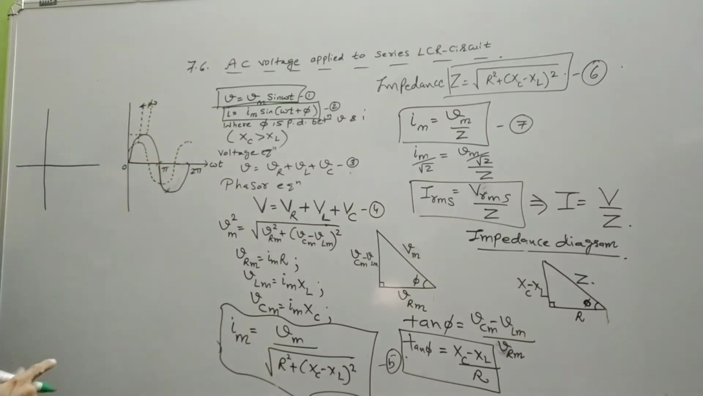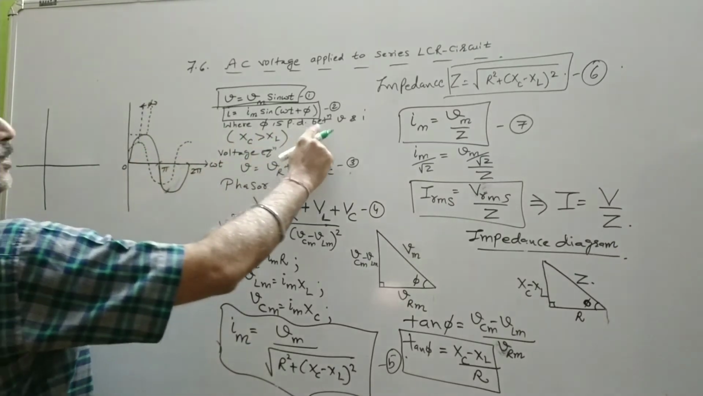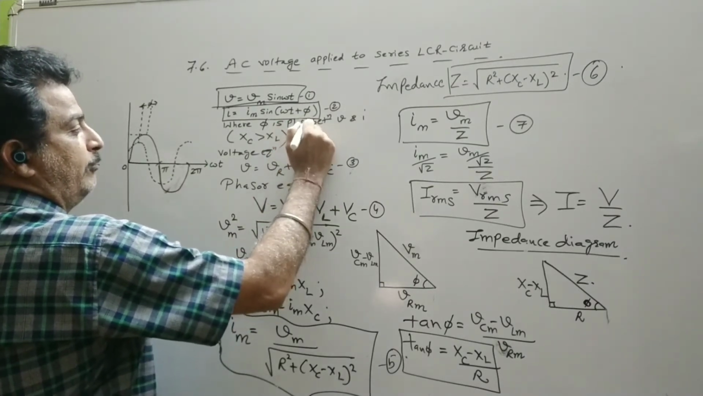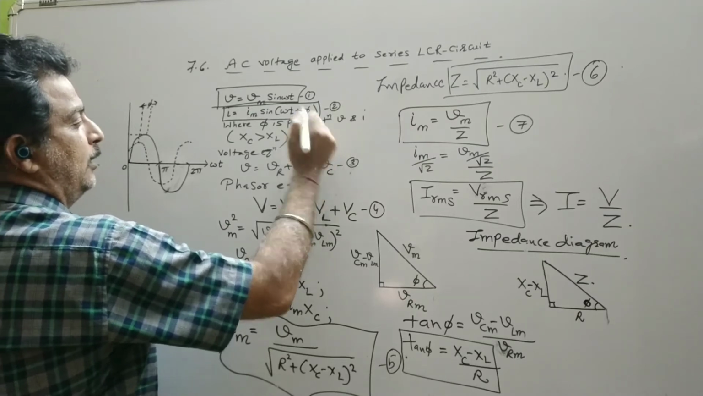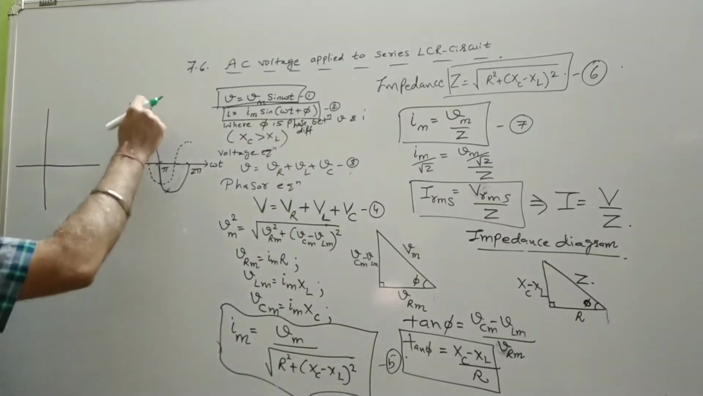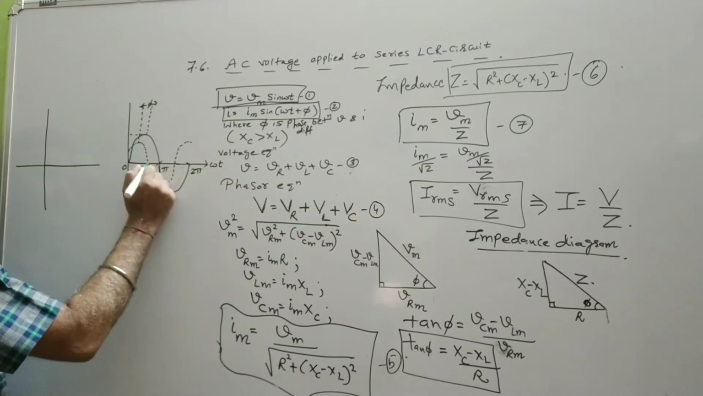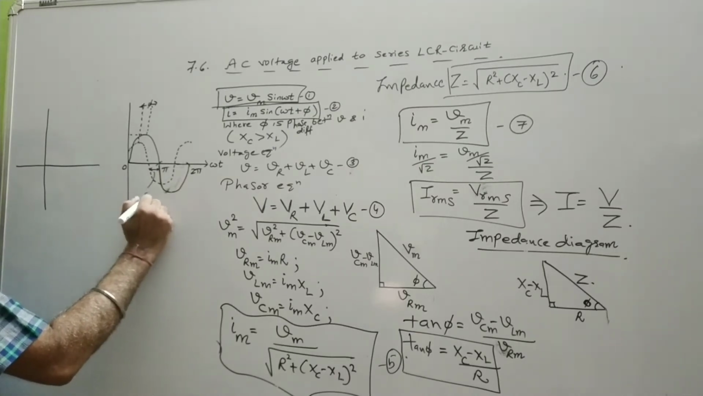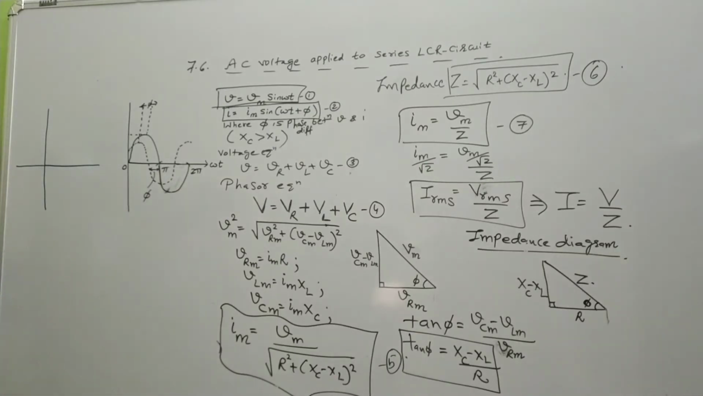This difference is phi, because phi is a phase difference. We read it as a phase difference. So this angle is phi, or we can also say the difference between the angles is phi. So this is the phase difference between V and I.